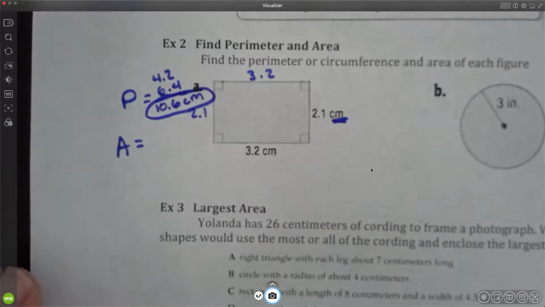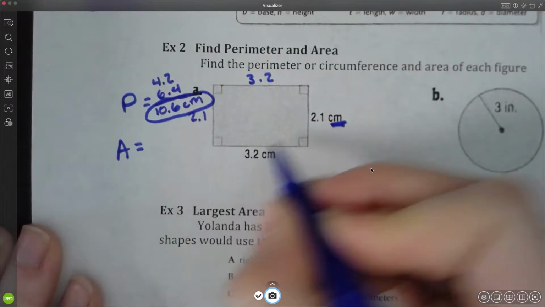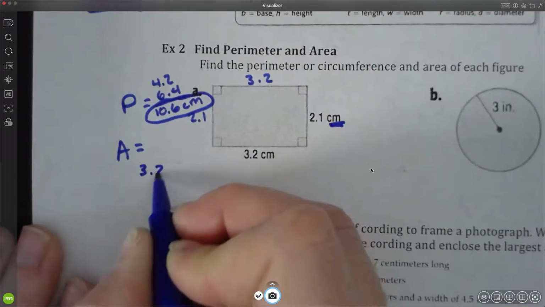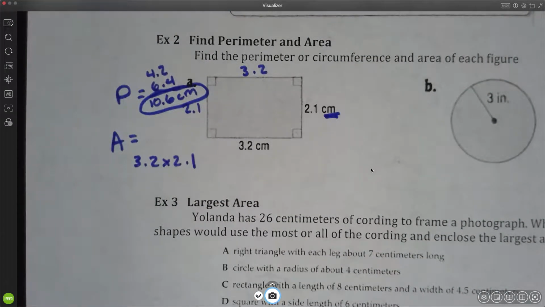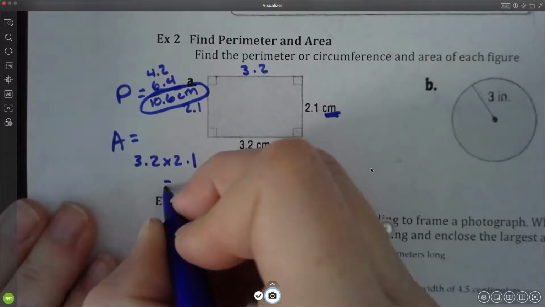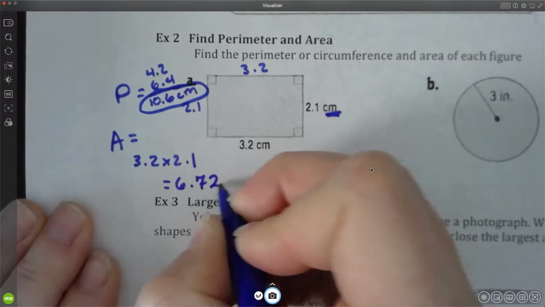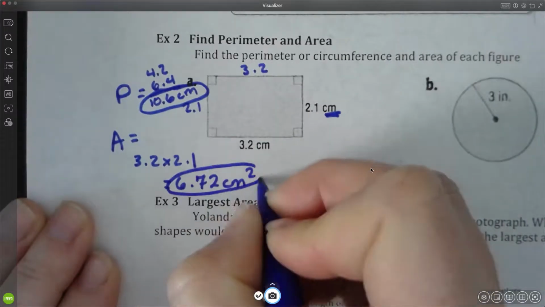Okay, for area, I'm going to multiply my base and my height together. So 3.2 times 2.1, and I gotta look at my cheat sheet because what did we get this morning? I don't remember. 6.7 something. 6.72 is what you get. 6.72 centimeters squared. Okay, that's what it is.